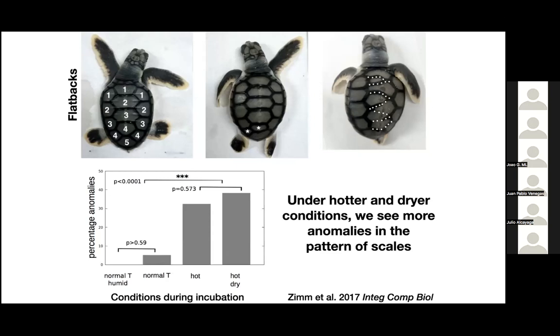So on the left, you have the numbered pattern of a normal number of scutes. And then in the middle and on the right, you can see some of the aberrations, the abnormal patterns that we've seen. And so this was together with Jeanette Weineken and Blair Bentley in Florida and Australia. And what we noticed was that under hotter and drier conditions, we see more anomalies in the patterns of scales than under normal and humid conditions, suggesting that this is possibly contributing to this abnormal pattern.